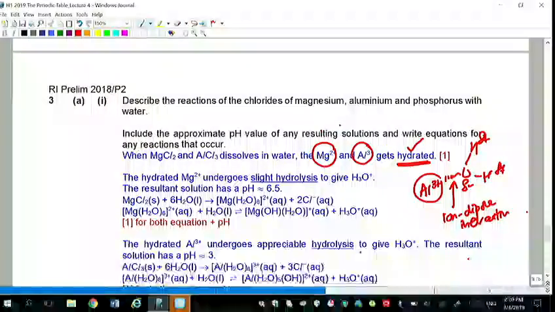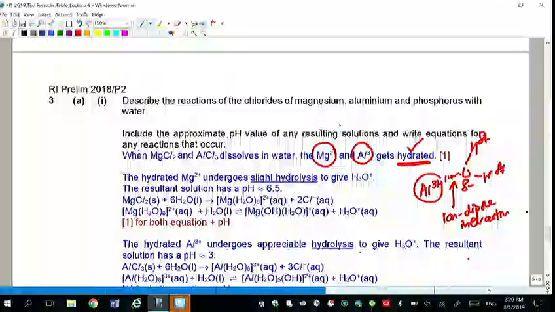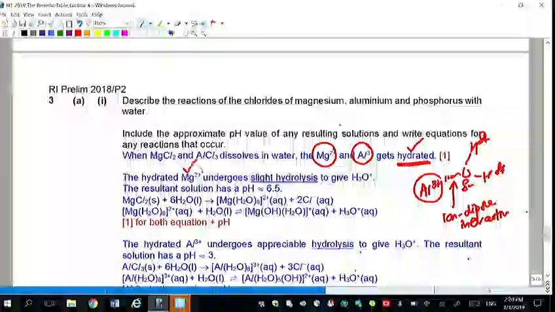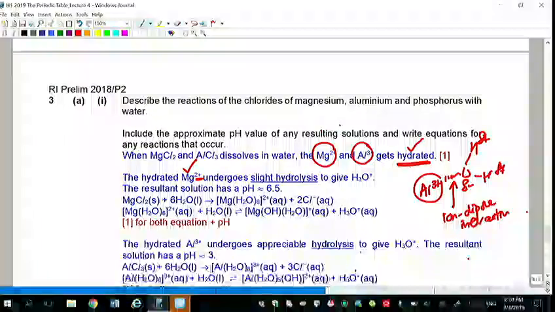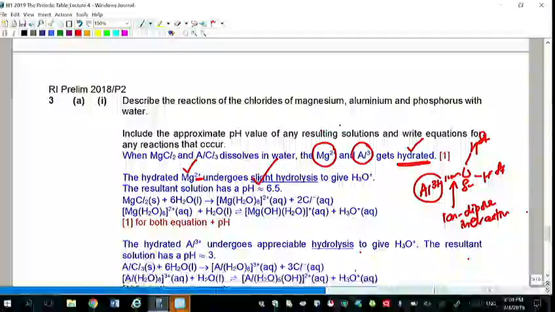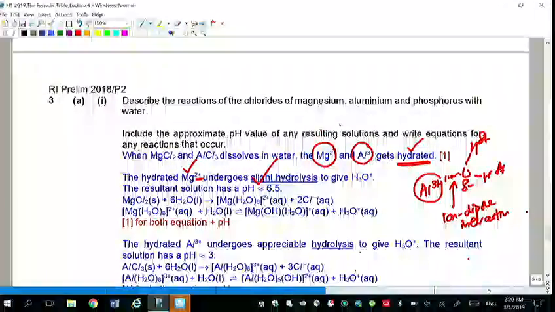Once it surrounds your Mg2+ and Al3+, Mg2+ has a lower charge, so the charge density is moderately high, not high, moderately high. So it undergoes what we call a slight hydrolysis. These are the keywords that you are expected to include in your answer. Slight hydrolysis, it will give a pH of 6.5.